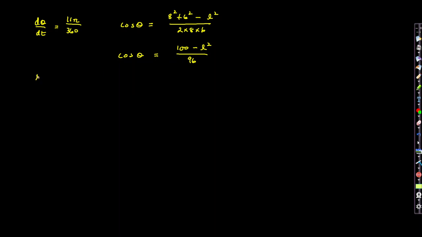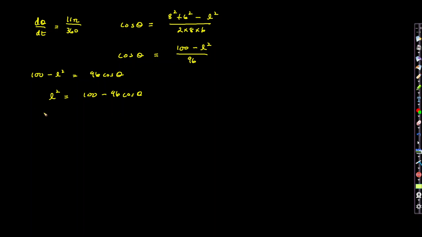Now, let's do this in a couple of steps. 100 minus L squared would equal 96 cos theta. So L squared is going to equal 100 minus 96 cosine theta. Okay, so what we can do now is we can derive this.